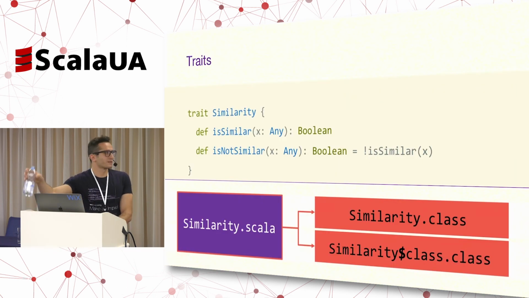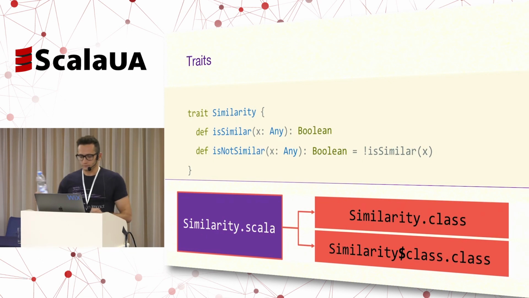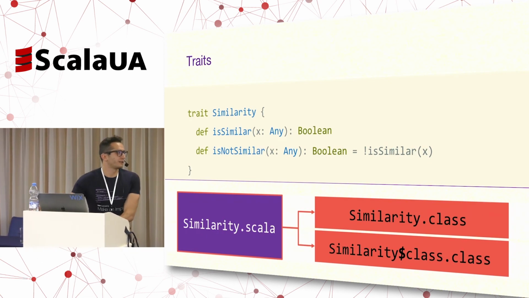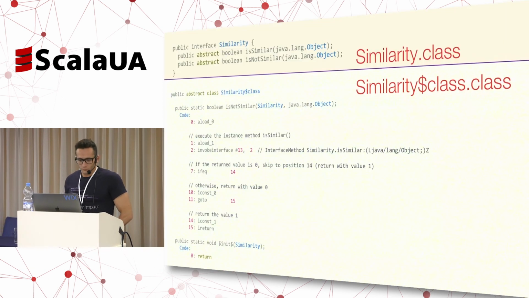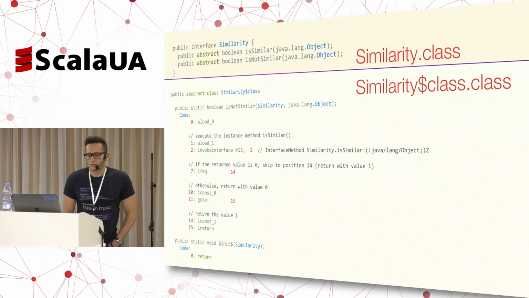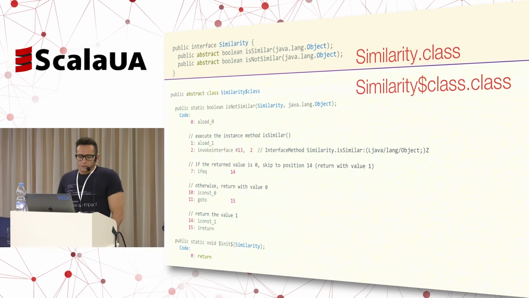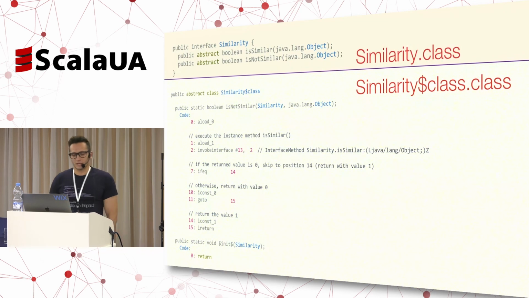So traits, what happens inside of traits? If we have a trait and it has two functions, isSimilar and isNotSimilar. Again, two classes will be created under the hood, Similarity and Similarity$. Well, we all know traits are just interfaces in Java, at least we think they are only interfaces in Java. The Similarity class is the interface declaring both methods, and it's just a regular Java interface. Similarity$ class provides the default implementation.